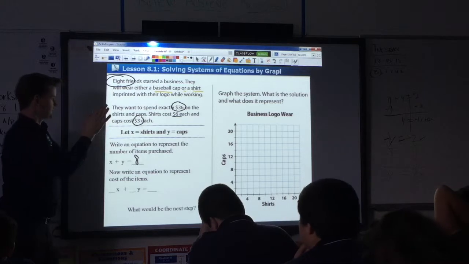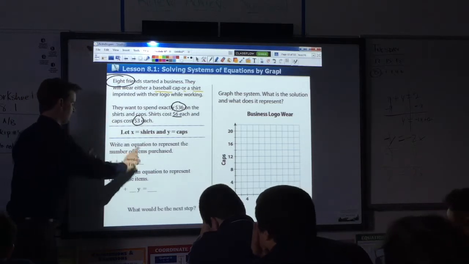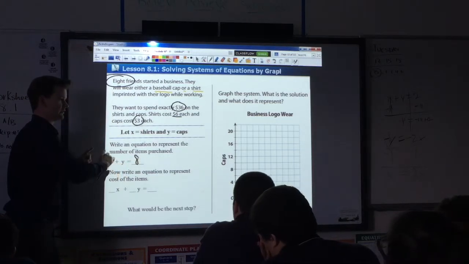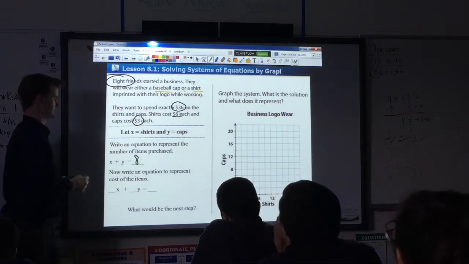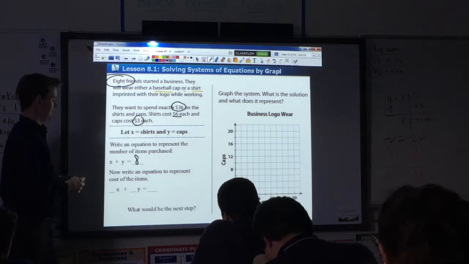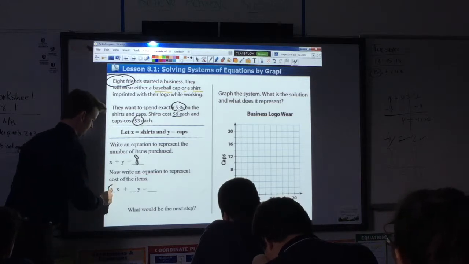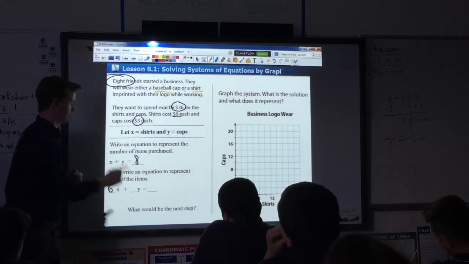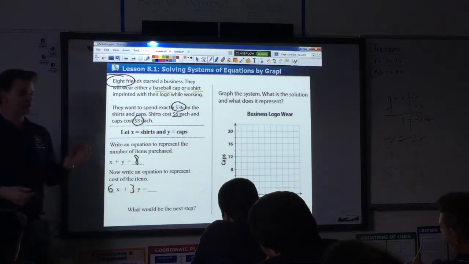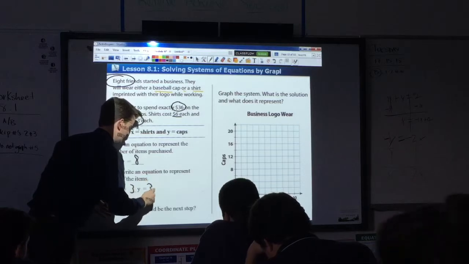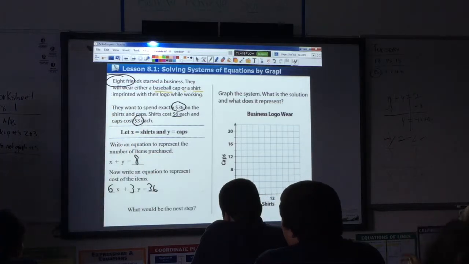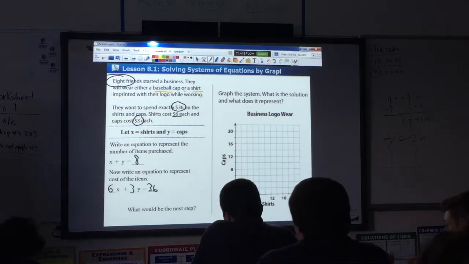So we now have the equation for how many items they're going to buy. We want to find the equation for the cost of the whole thing. Looking back at the scenario, how much does the shirt cost? 6x. There we go. 6x plus 3y, because caps are $3. Altogether, they only want to spend $36 because Ocho Amigos Inc. is kind of cheap. So, we have our 2 equations.